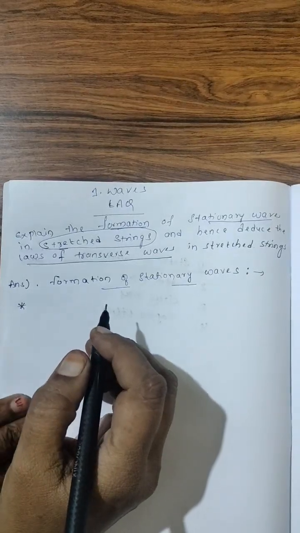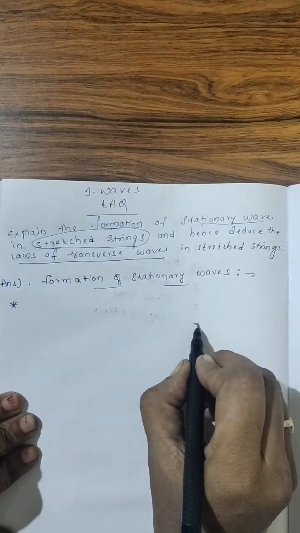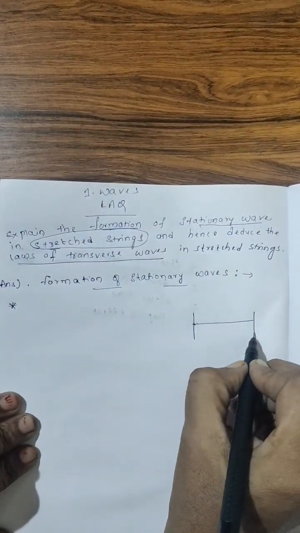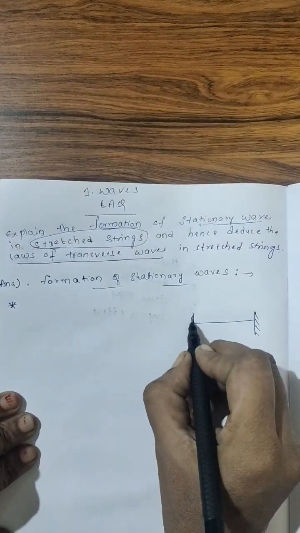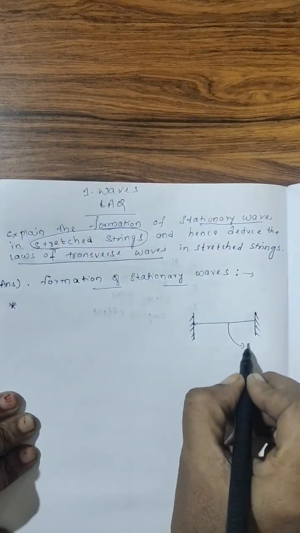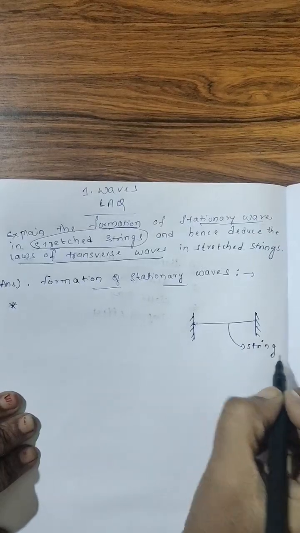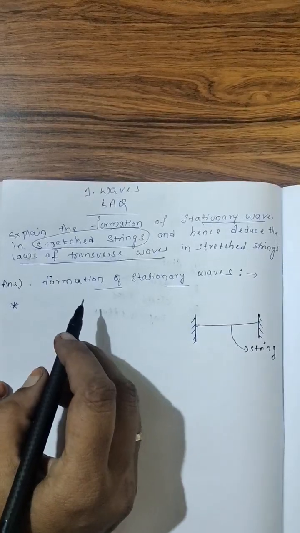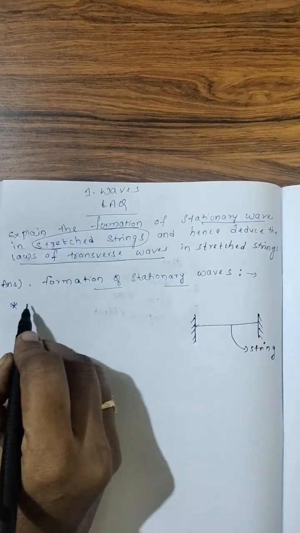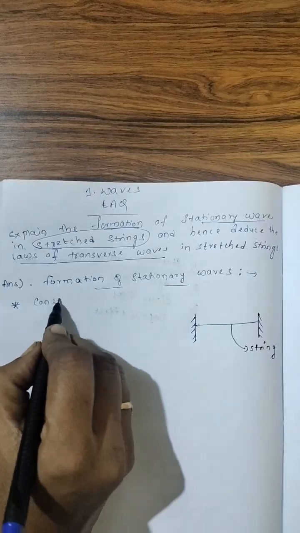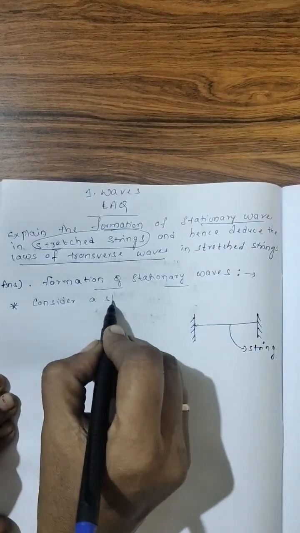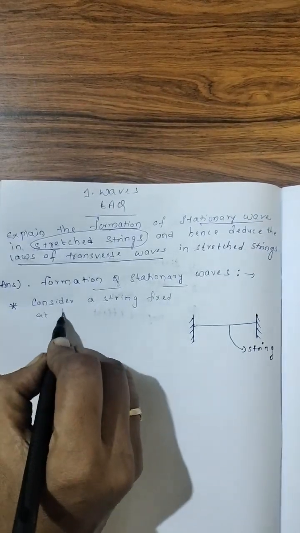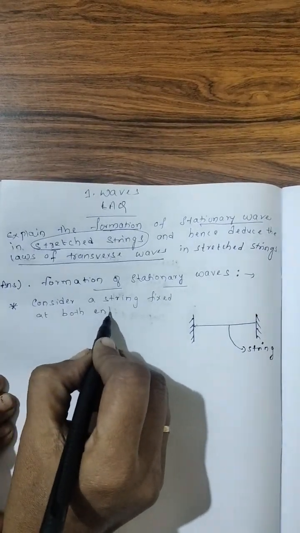The first point is, now here I took a string. It is fixed at both ends. First, what we have to do is, now consider a string fixed at both ends. We did it.